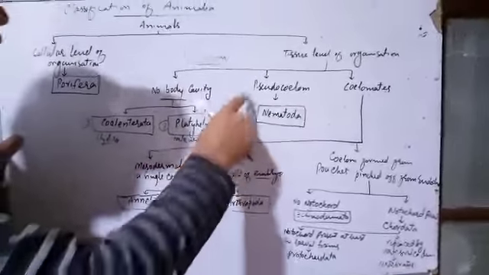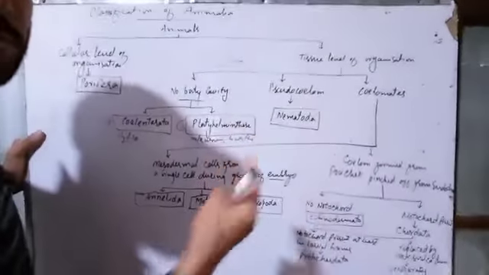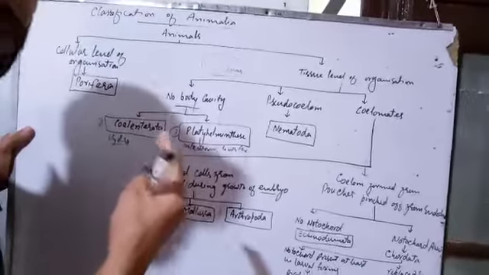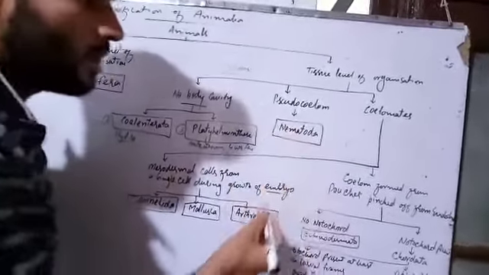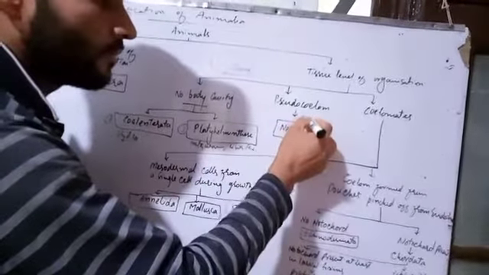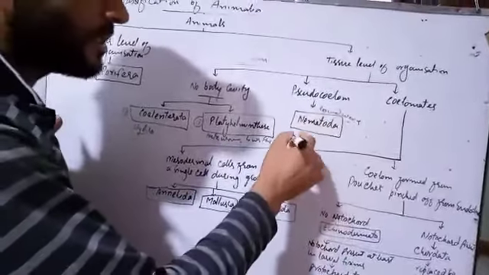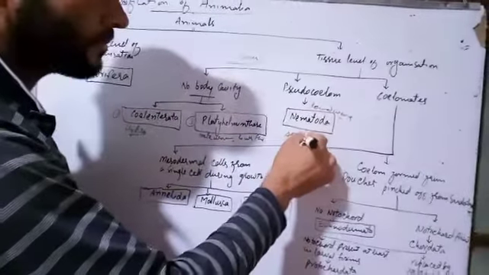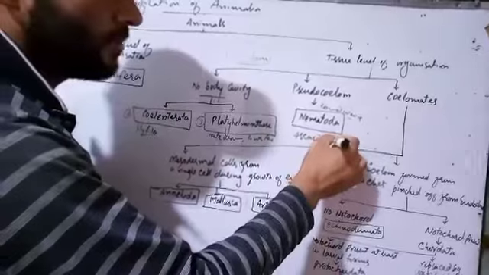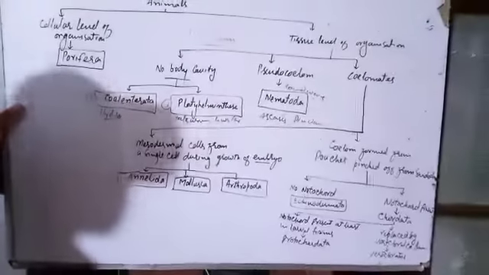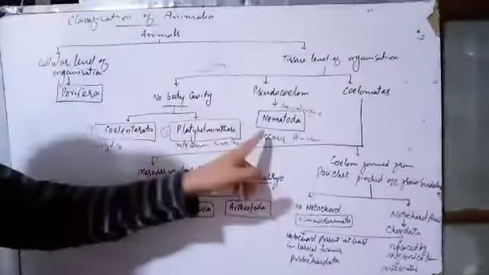And then pseudocoelom, that means false body cavity. The body cavity is false in Nematoda, or you can say roundworms. Examples in roundworms are Ascaris, pinworm and Wuchereria. Up to this level we have discussed in the previous topic.